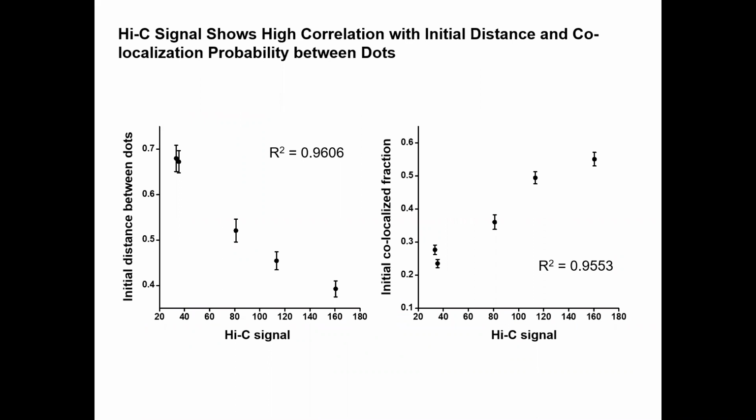This is not too surprising because if you think about how Hi-C works, Hi-C basically measures a probability for the 2 segments to be ligated together. So effectively, they are measuring a co-localization probability. Okay, so it is not surprising that the co-localization probability fits so well with the Hi-C signal.